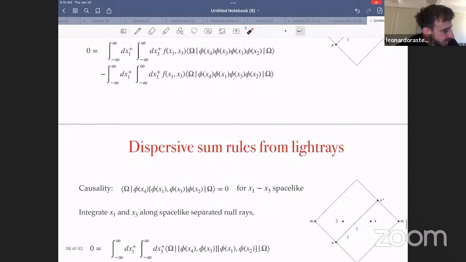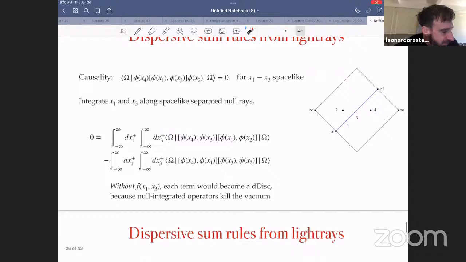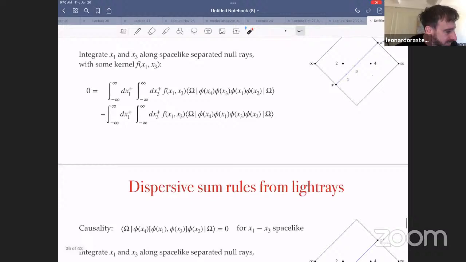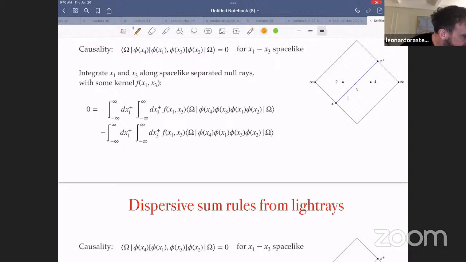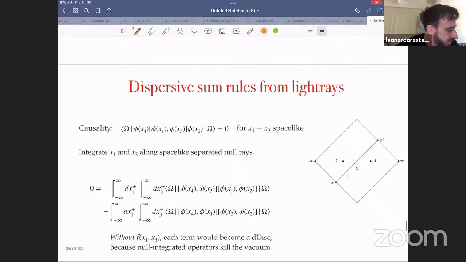And if I did not have the kernel, if these amplitudes were well defined, which in fact they are if you consider suitable spinning correlators, then each term would become a double discontinuity. And what's the reason for it? Because I can replace the external pair by a commutator. And the reason I can replace them with a commutator is that psi of x3 integrated over a null ray annihilates the vacuum. Okay, so null integrated operators kill the vacuum. Using this simple fact, we get to replace.